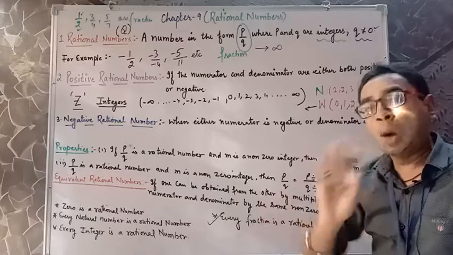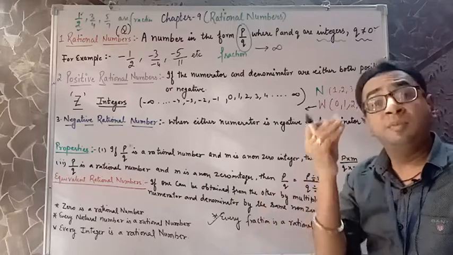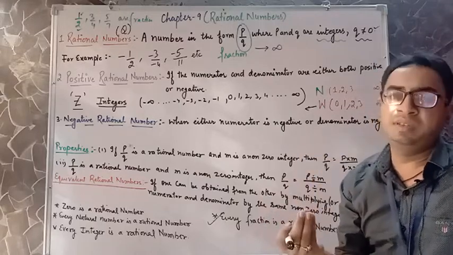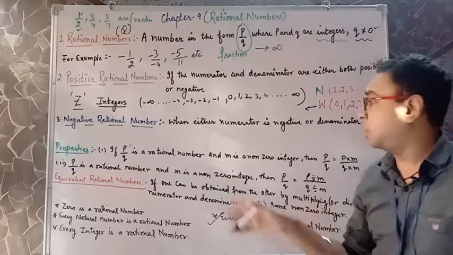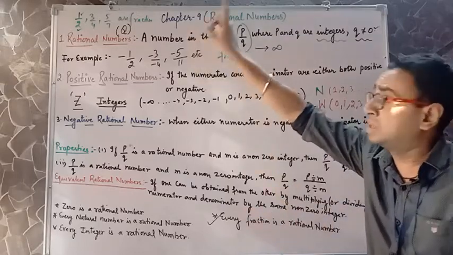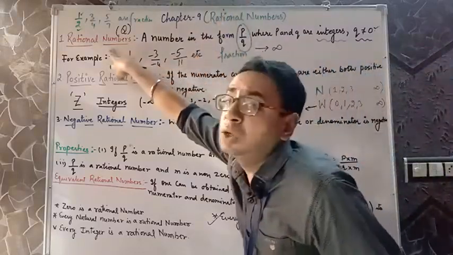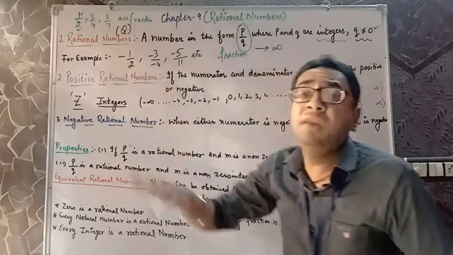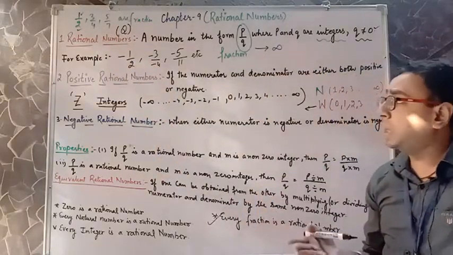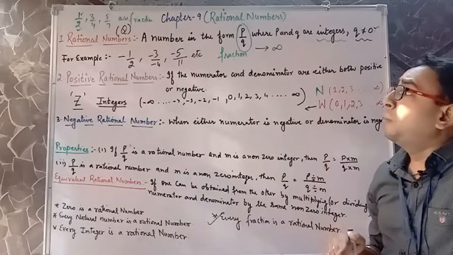Any doubt why we have rational numbers? Because we were not able to represent the negative parts of integers with the help of fractions. Hence, rational numbers came into existence. That is why we are making use of rational numbers. Clear with that? Now, we have something called positive rational numbers.